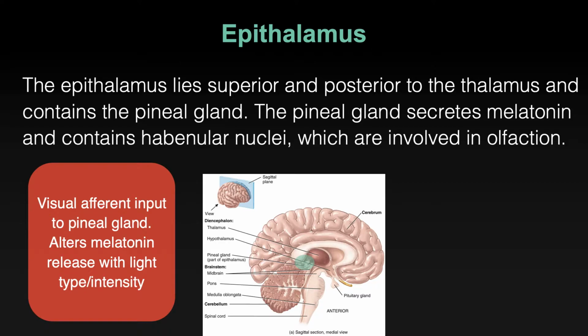And luckily for us, the visual signals that we receive that arrive here corroborate that activity. There's lots of light around us right now. The light is intense, it's bright, and so the visual afferents that arrive at the epithalamus are turning off the pineal gland. I don't want melatonin to be secreted right now. I don't want to fall asleep. Neither do you. You want to stay awake.